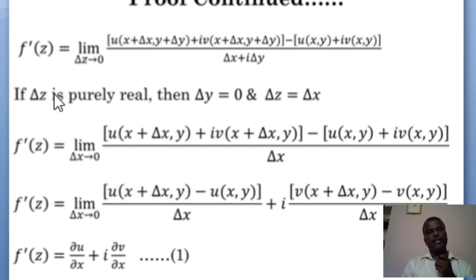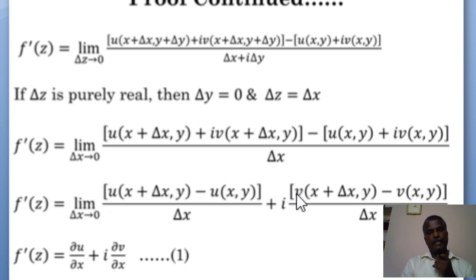If delta z is purely real, then the imaginary part delta y is equal to 0. Therefore, delta z is equal to delta x. Then f dash z is equal to the limit as delta x tends to 0 of u of x plus delta x comma y minus u of x comma y, divided by delta x. Here x changes keeping y constant, so it is dou u by dou x.